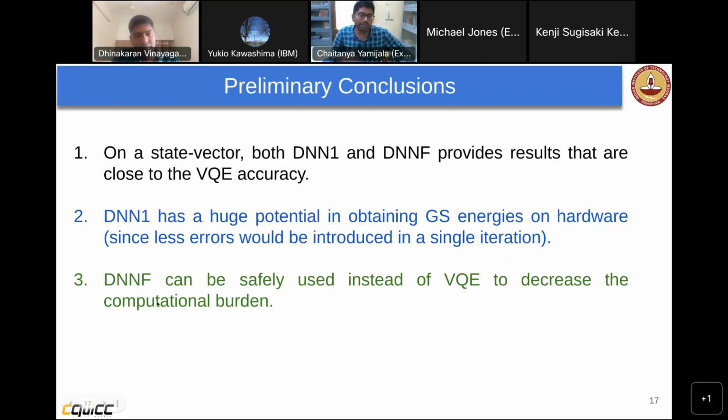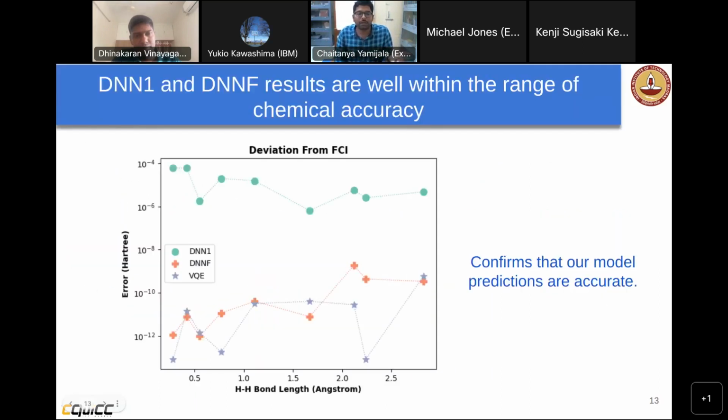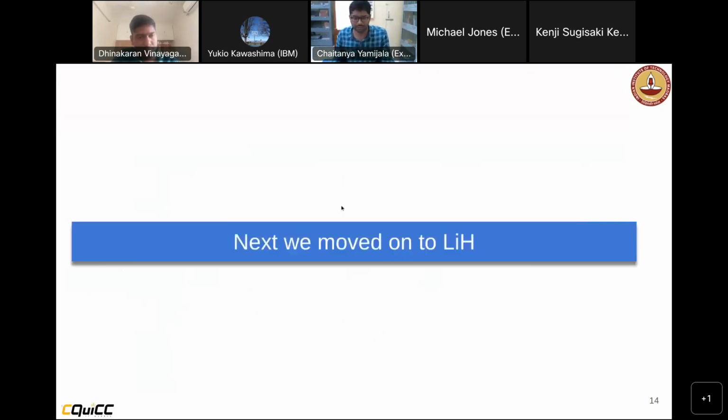And wherever you are going to use VQE, it is better and safer to use DNN-F, because both of them, if you remember this plot, are very close to each other. The errors are very less. So you can use either VQE or DNN-F to get as close to the chemical accuracy as possible. But DNN1 also is good enough to get the results.